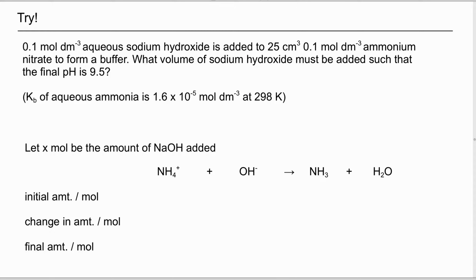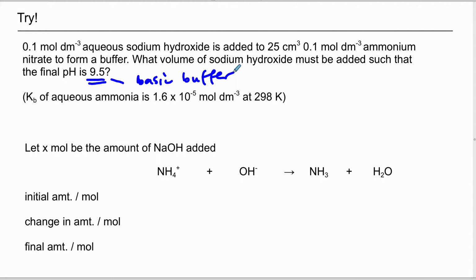Okay, let's look at this question. 0.1 mol per dm³ of aqueous sodium hydroxide is added to 25 cm³ of 0.1 mol per dm³ of ammonium nitrate to form a buffer. What volume of sodium hydroxide must be added such that the final pH is 9.5? Having a final pH of 9.5 tells me it's going to be a basic buffer, right? Because the pH is more than 7.